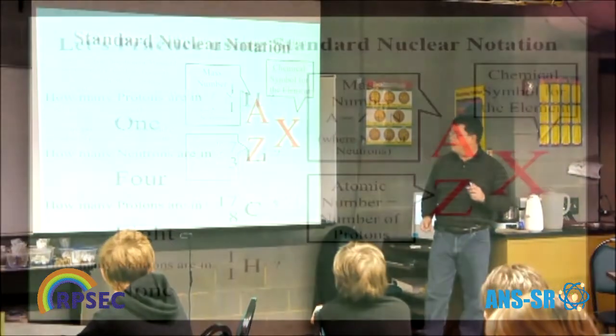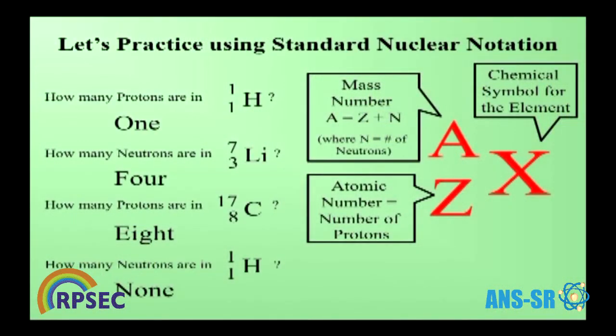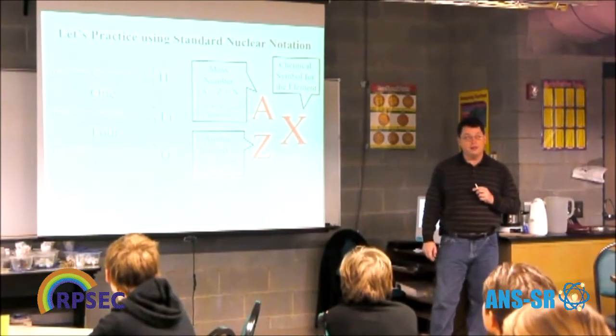All right, let's practice, okay? Hydrogen 1. How many protons are there? 1. Do you agree? 1. Lithium 7, with atomic number 3. How many neutrons are there? 4. Oxygen 17, with atomic number 8.